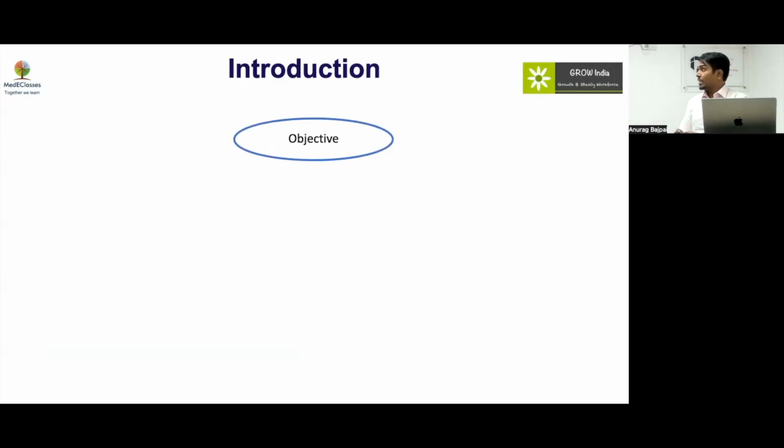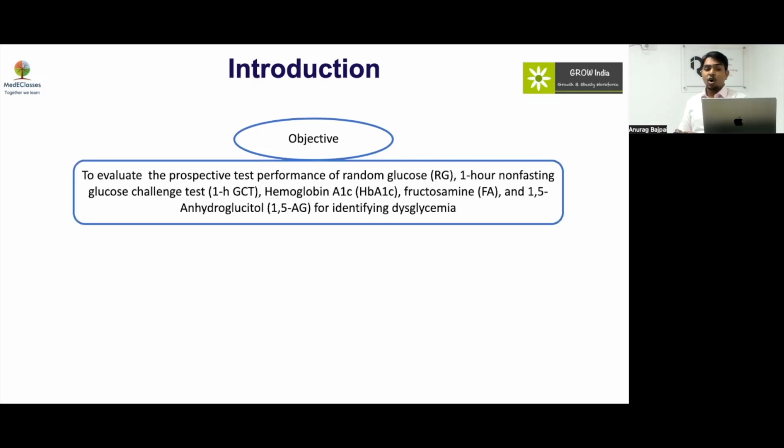So if I start my journal club, what is the objective of this study? The objective of the study is to evaluate the prospective test performance of non-fasting blood sugar, like random blood sugar, HbA1c, 1 hour OGTT, fructosamine, and 1,5 anhydroglucitol to identify dysglycemia in obese children.